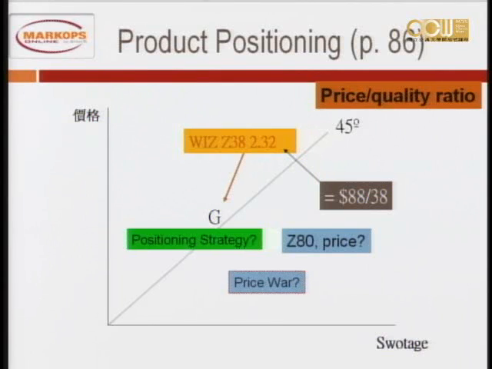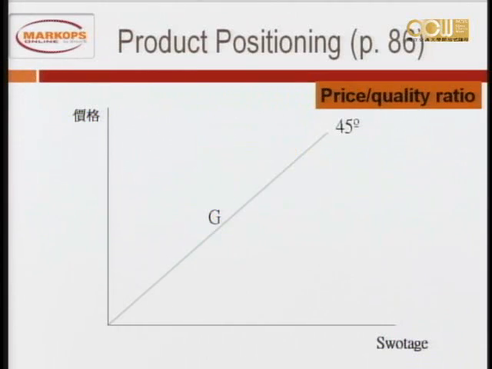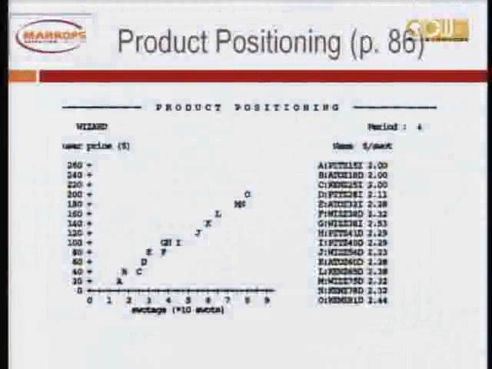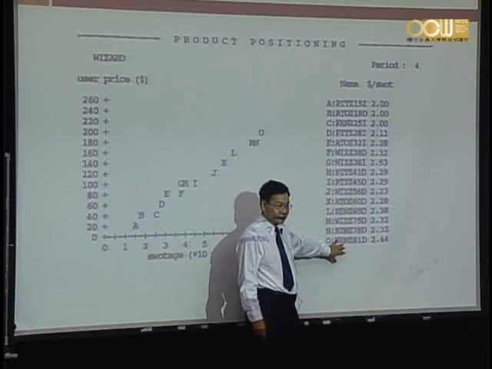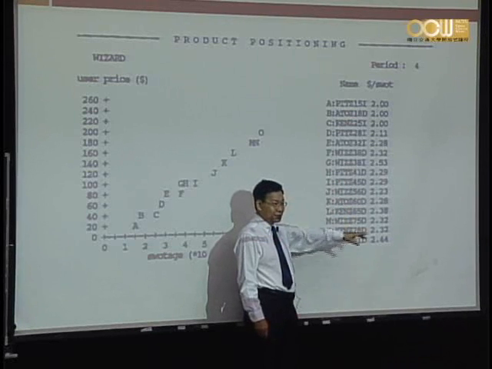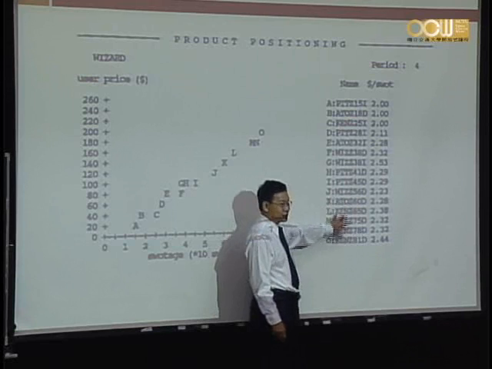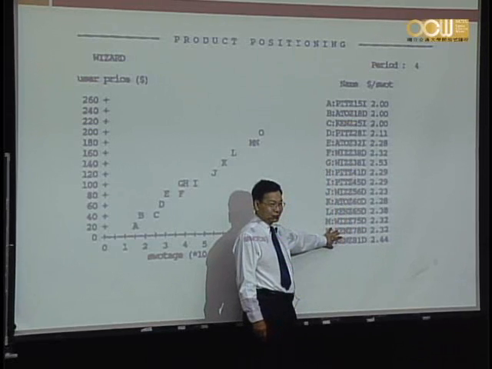Now, let's look at the price war. What happened to the price war? Let's go back to the chart here very quickly. This is game 4. Some of your decisions later on will force everybody to go down. Let me repeat again. Some of your decisions will force everything to go down.